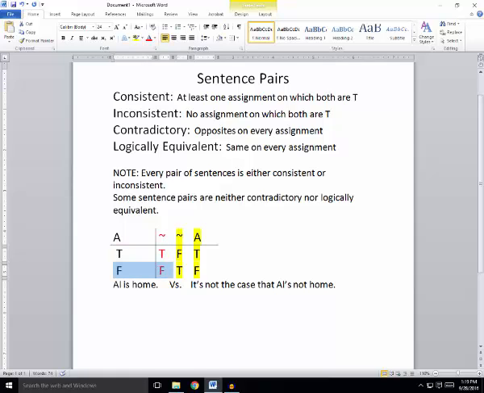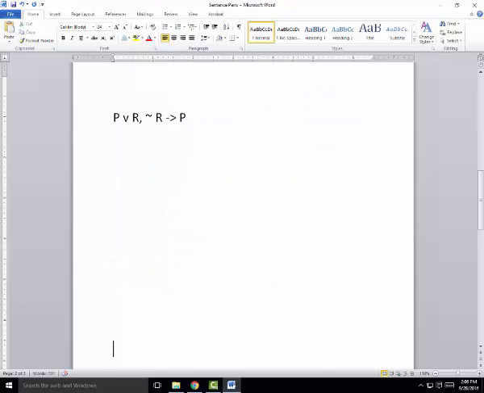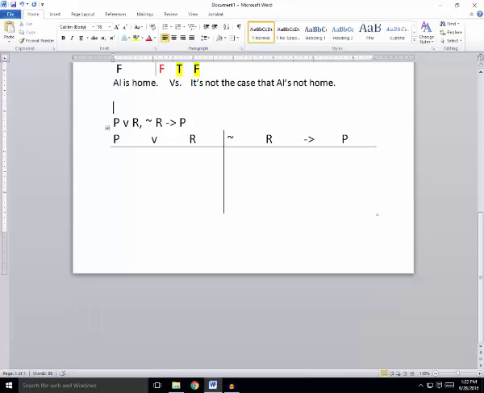Once again, it's not always going to be immediately obvious that the sentences you're dealing with are logically equivalent. So if you have a pair of sentences like, say, P wedge R, and then we're comparing that to the sentence tilde R arrow P. And again, let's read these off as what they're saying. The first is P or R. The second is if not R, then P. So the first thing we're going to want to do is set these sentences up together on a truth table. So we have P or R on the left side, not R implies P on the right side, and we want to make sure that we keep these separate.